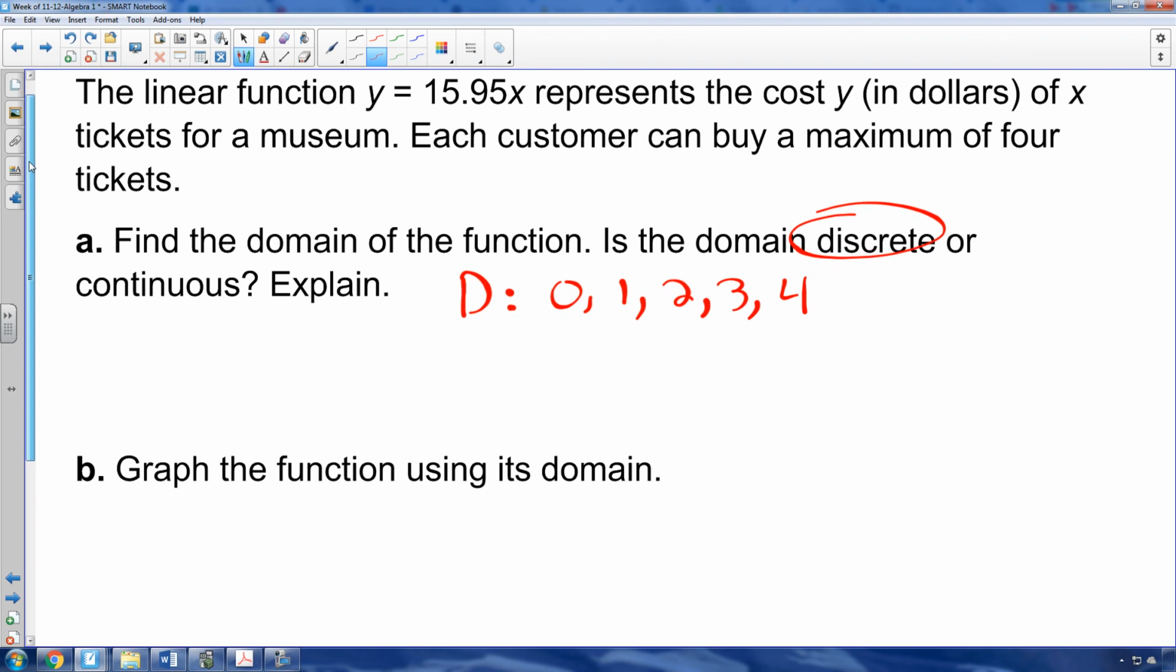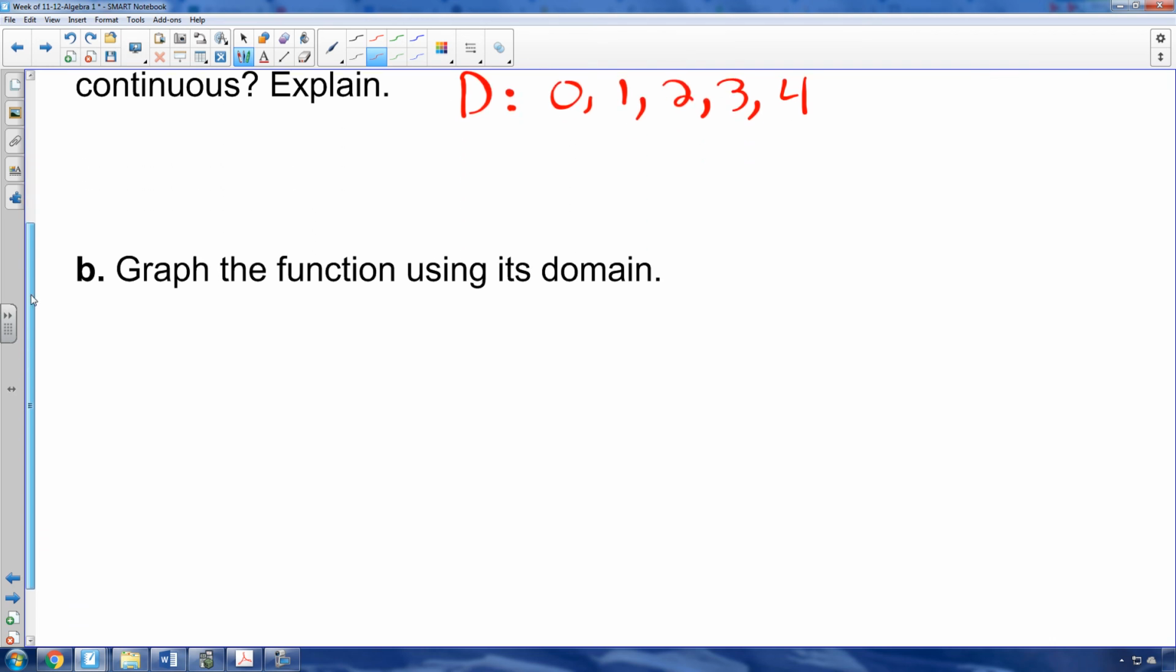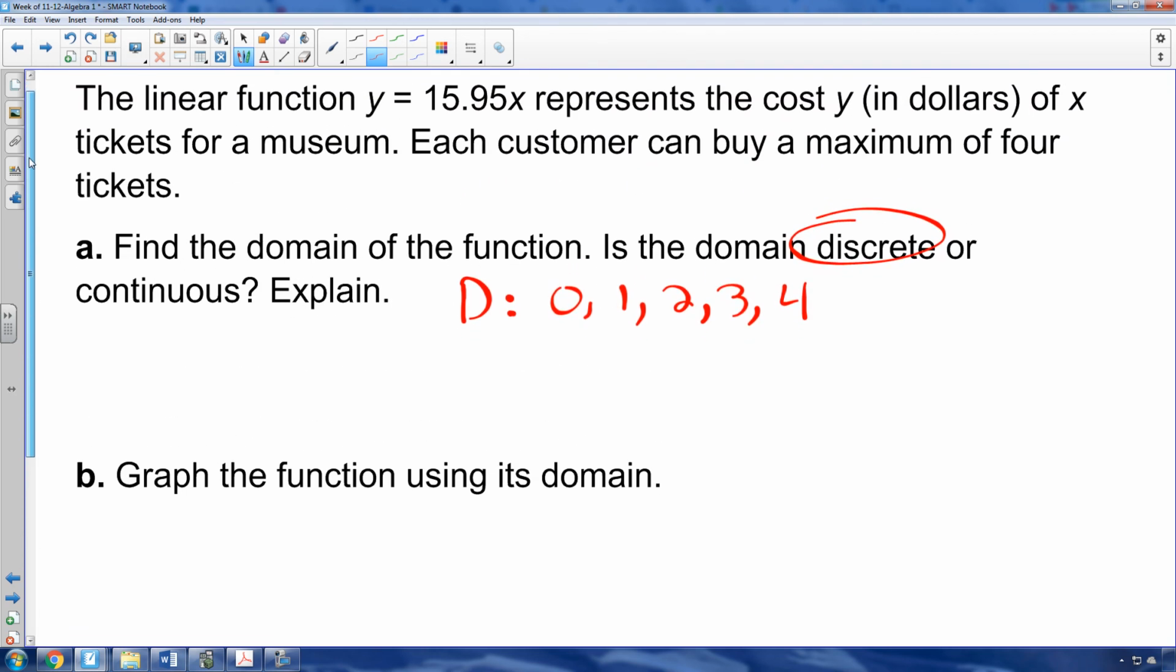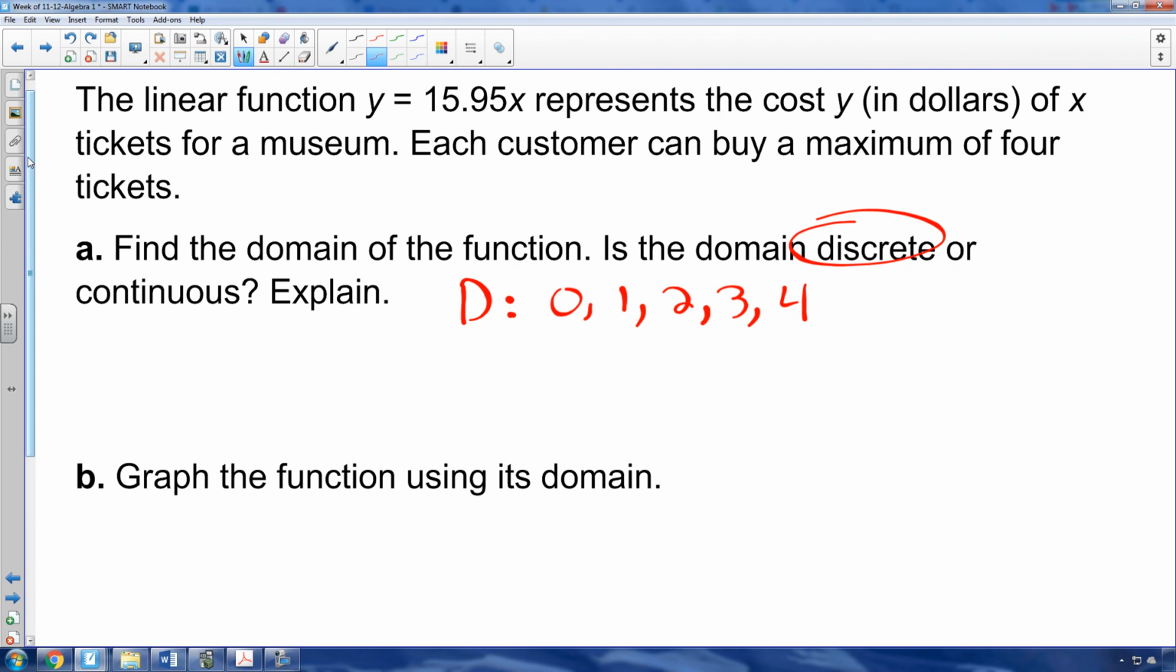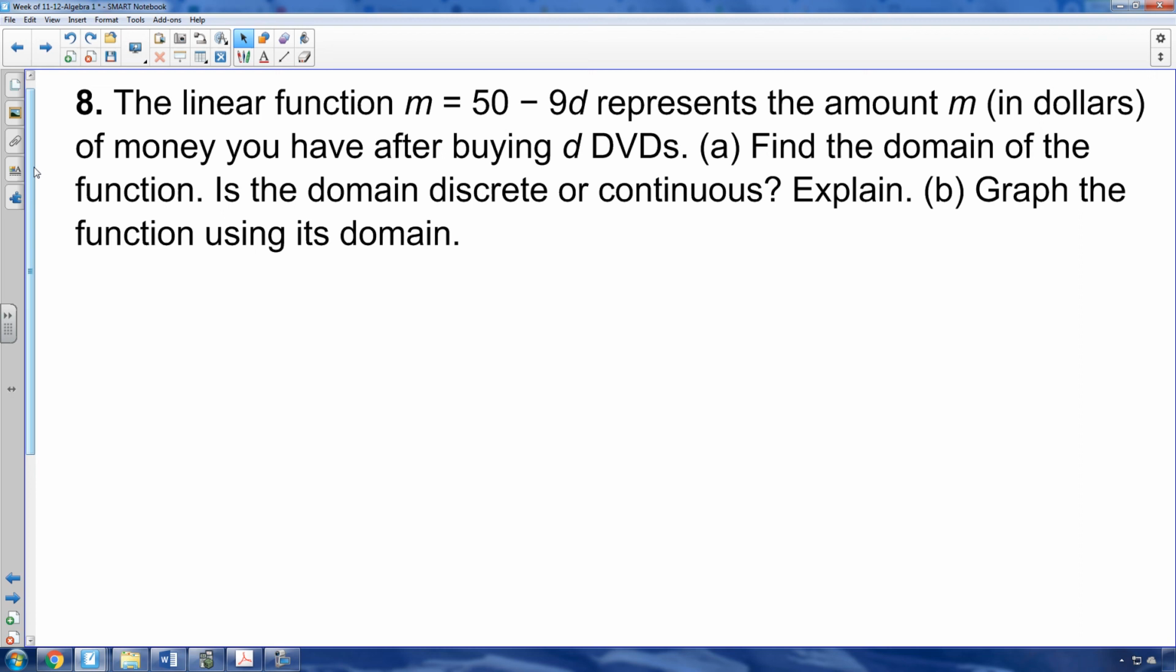And then they were going to ask you to graph the function using its domain. I want to save some time, so I'm going to skip that. I want you to understand the basic idea, so I'm not going to do that part right now. What I do want you to do is look at this thing right here, okay? And I want you to focus on part A. I want you to read this problem. I want you to pause the video, and I want you to try this problem.